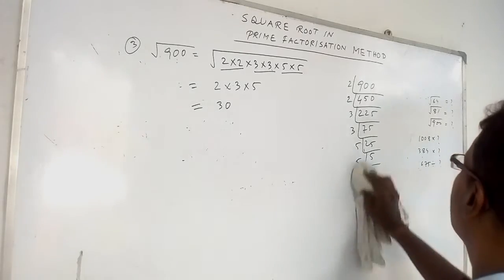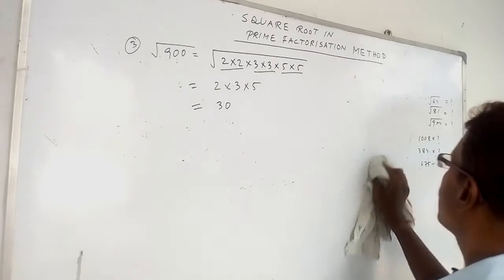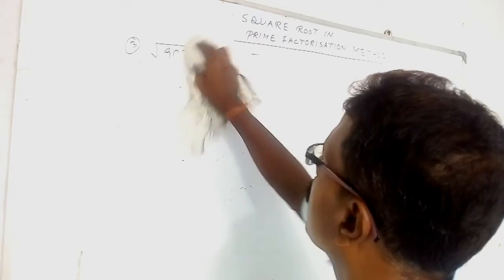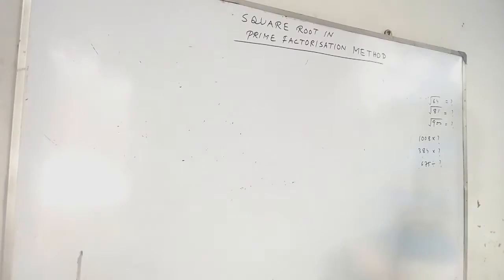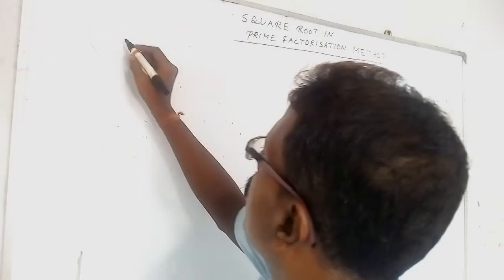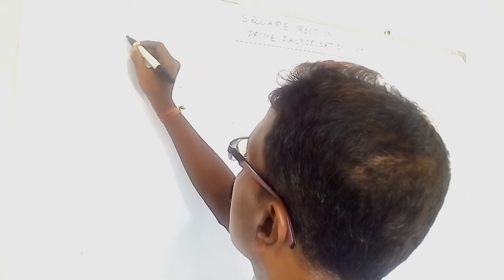That is, we have to find 1008. There is a question to you viewers. What should be multiplied with 1008?